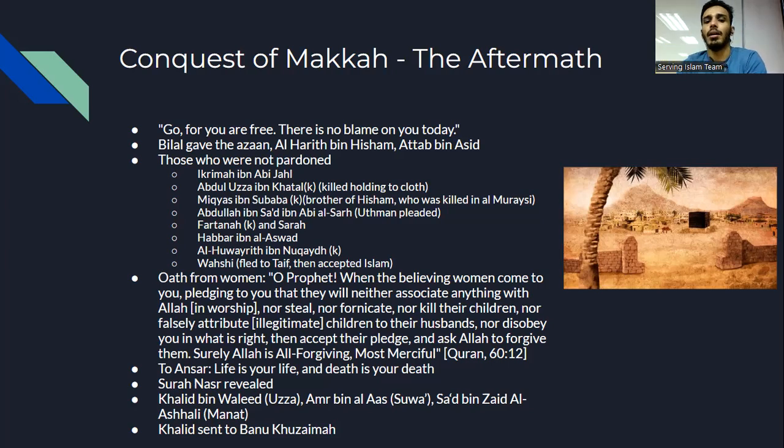Now, Makkah is removed from idolatry, so the vicinity of Makkah has to be removed from idolatry as well. So Muhammad sent expeditions led by Khalid bin Walid to destroy Uzza, which was one of the main idols, and then Amr bin al-As to destroy Suba, which was also one of the idols. And Sa'd bin Zayd was also sent on another expedition to destroy Manat. So the major idols surrounding Makkah were also destroyed by the Muslims.